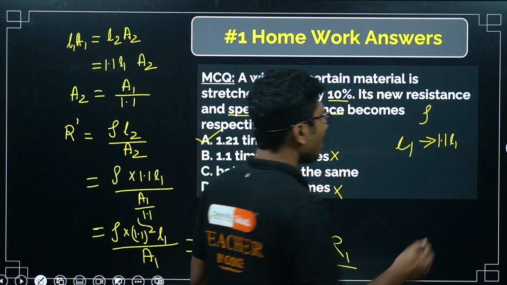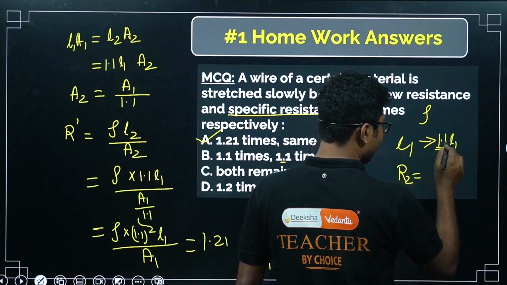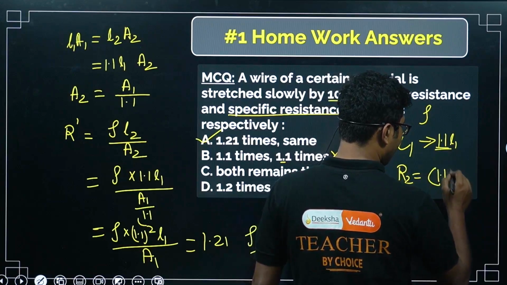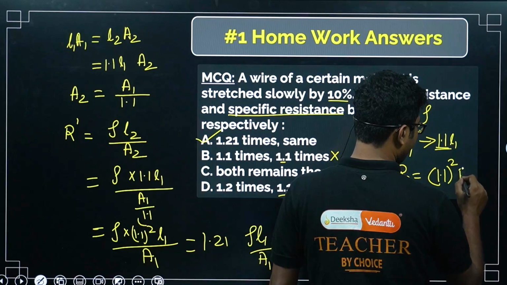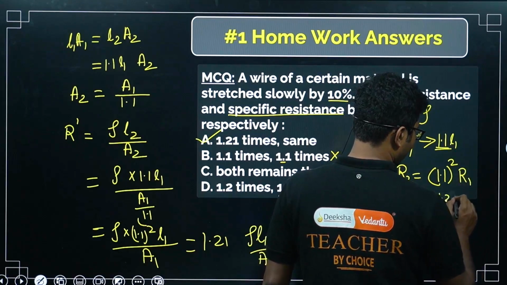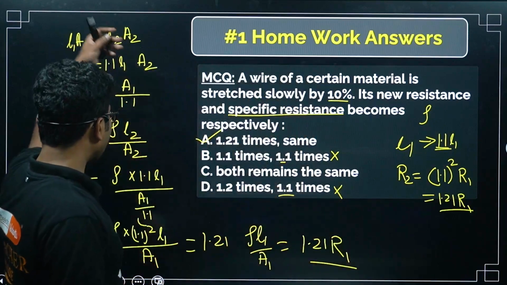If it is tripled, the new resistance will be 9 times. So here it is 1.1 times, so the new resistance will be the square of that times value, not the L1. So it will be 1.21 R1. This is the shortcut method. If you remember this value, this is ogle. Otherwise, you can calculate this way.